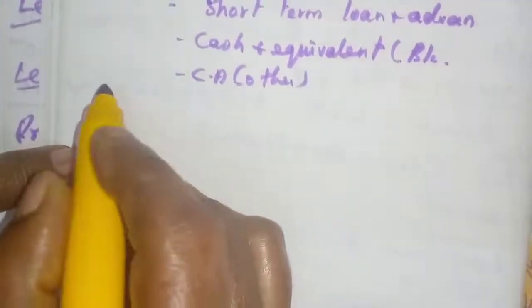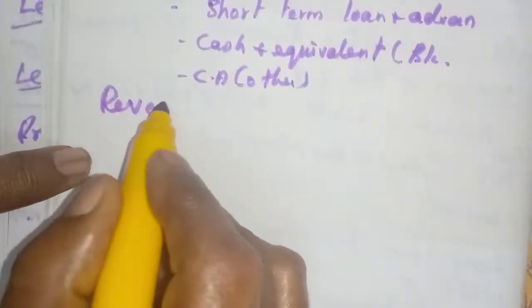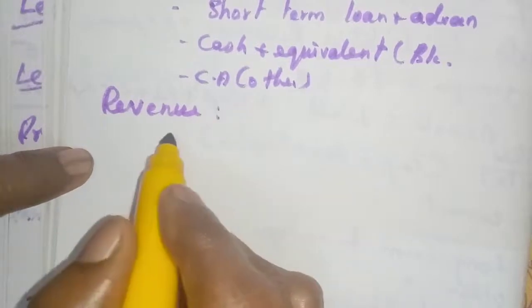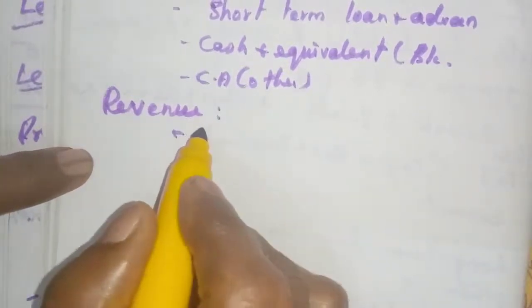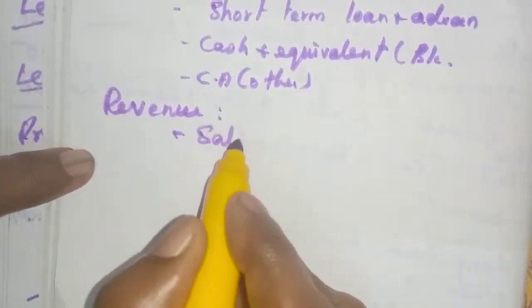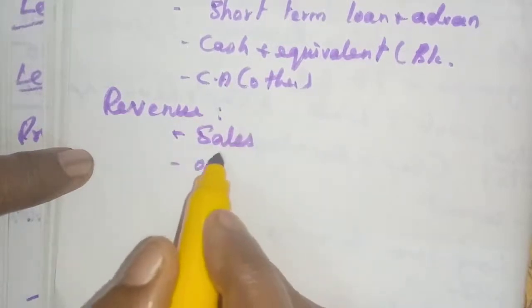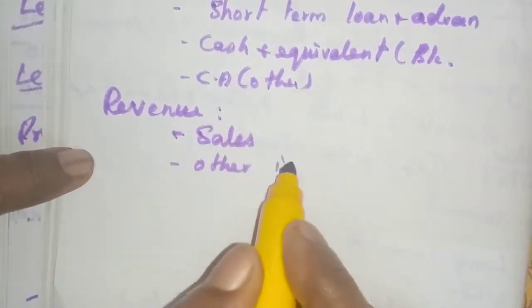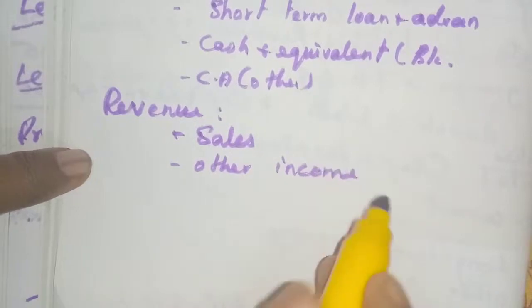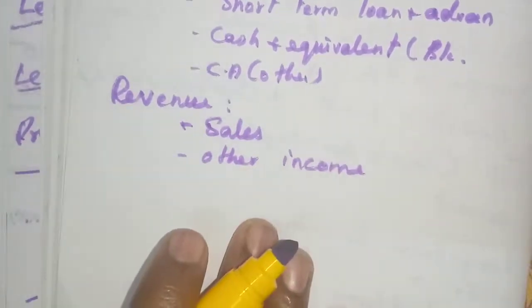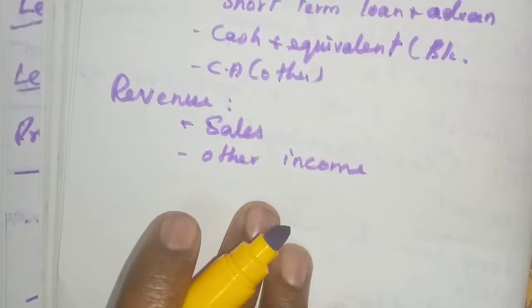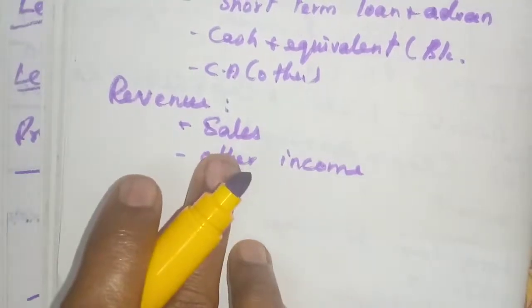Now revenues. It is divided into two only. First one, the main revenue is sales. Then any other income, that means the commission received, rent received. They are the other income. Main income is from the sales.